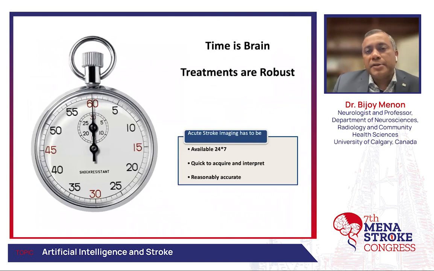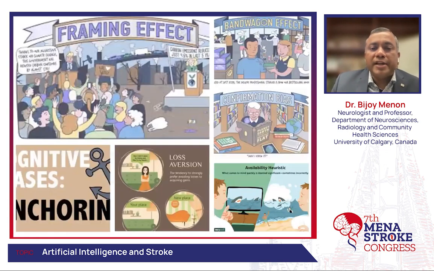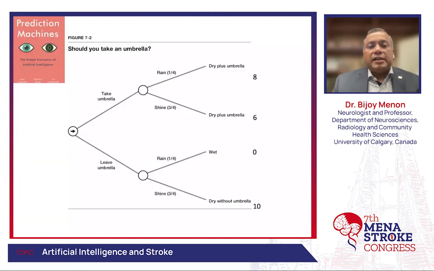Remember that acute ischemic stroke decision-making happens in the context of time. Time is brain, the treatments are robust, and acute stroke imaging needs to be available 24/7 and has to be reasonably accurate. As I mentioned earlier, this is in the context again of who we are as physicians and all the cognitive biases and the heuristics that we deal with.